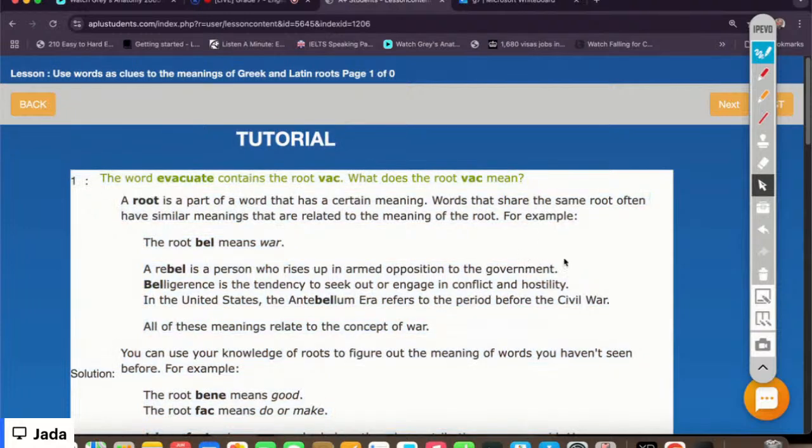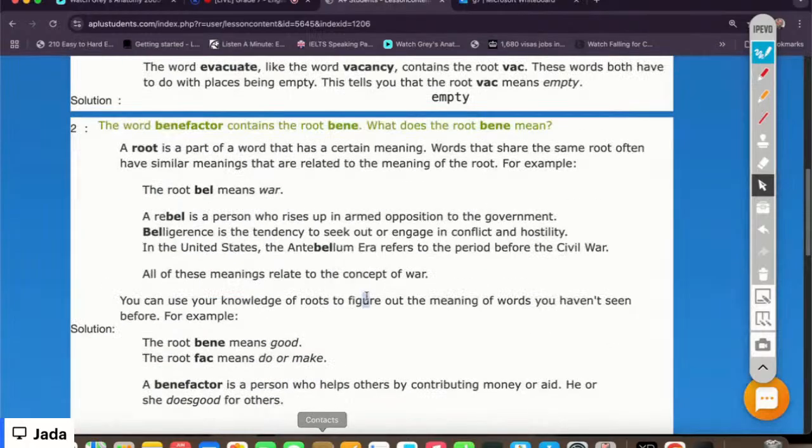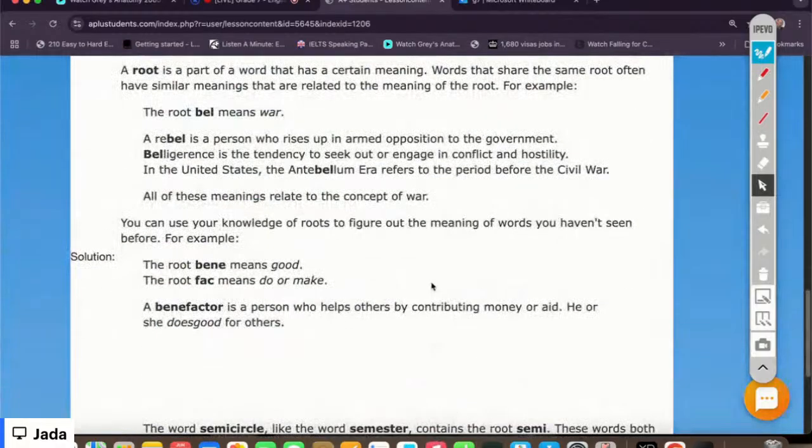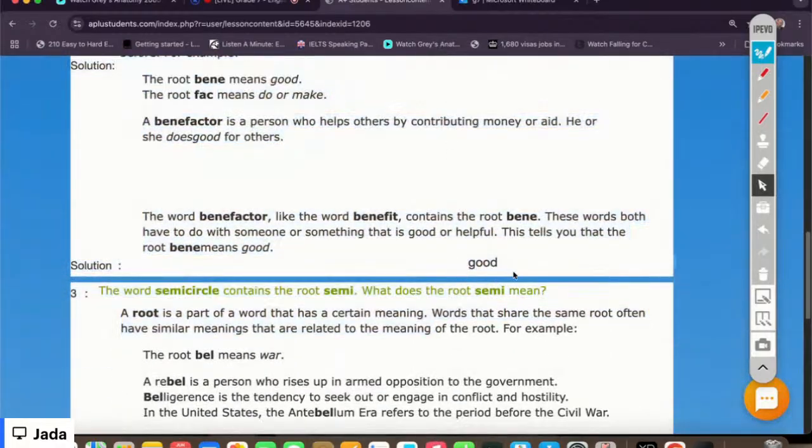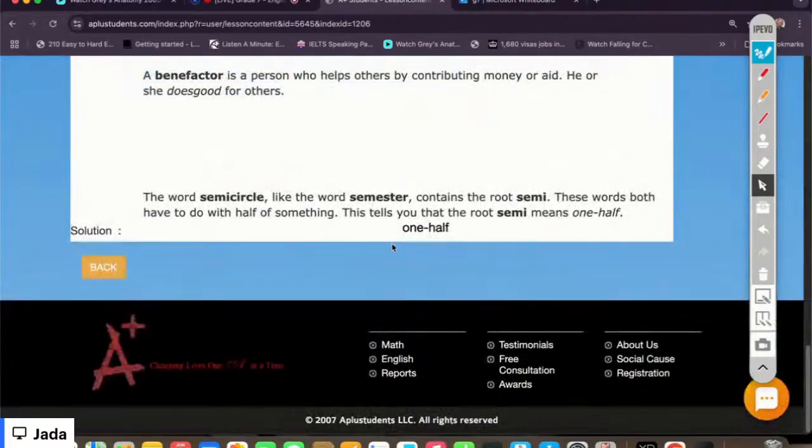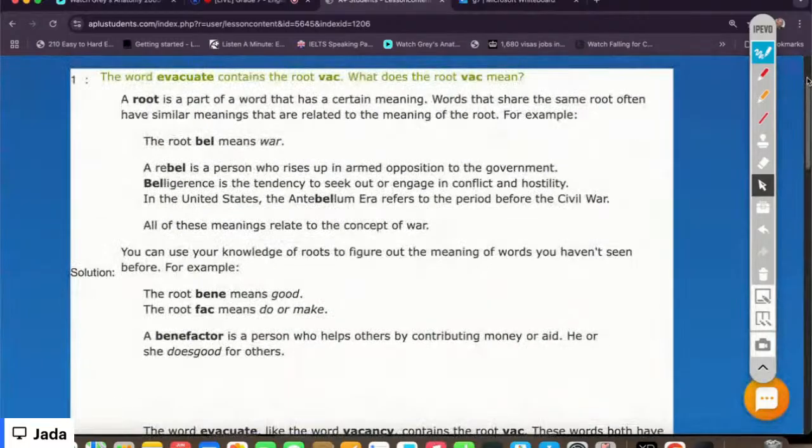Okay, let's see the example. We have the word evacuate, which contains the root vac. What does the root vac mean? So what would that mean? Empty. Evacuate is like when they are telling you to leave somewhere, so empty the place. The word benefactor contains the root bene. What does the root bene mean? It means good. Then the word semicircle contains the root semi. What does the root semi mean? It means one half. So semicircle.